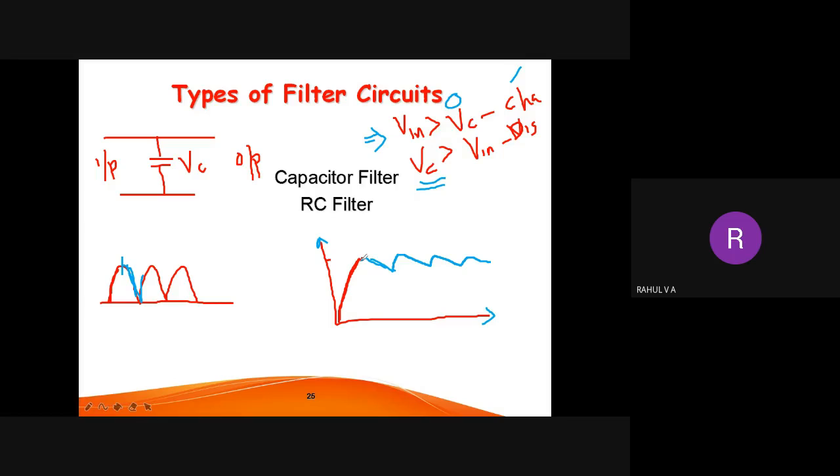Are you clear with the concept now? The main concept is Vc greater than Vin. Capacitor voltage greater than input voltage means the capacitor will discharge. When input voltage is greater than capacitor voltage, the capacitor will charge. So depending on that we can explain this. Is it clear for you?